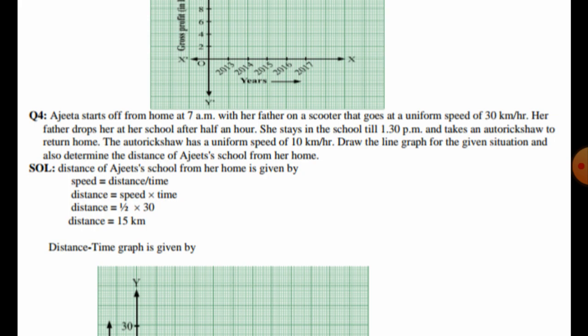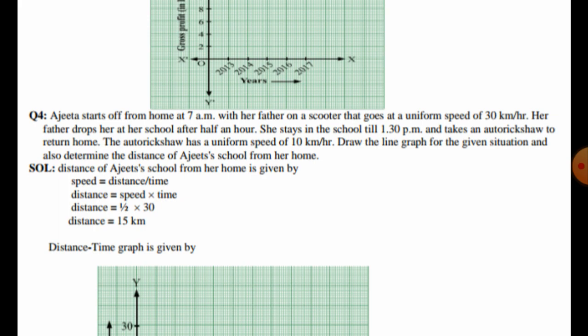So in this solution, the distance of Ajita's school from her home is given by: here the distance between school and home is to be found. So we can find speed using the formula speed equals distance upon time, and we can find that distance equals speed into time.